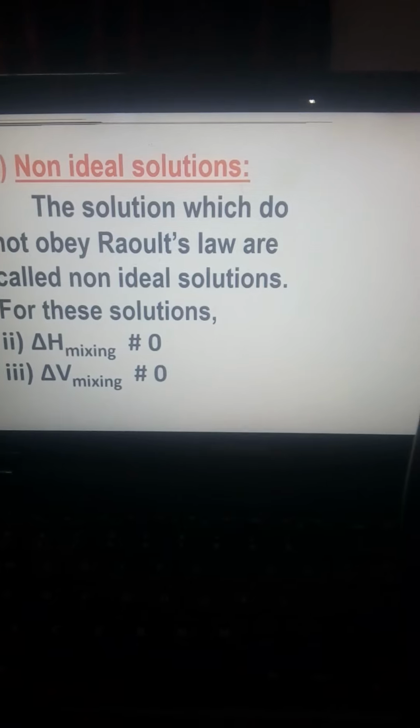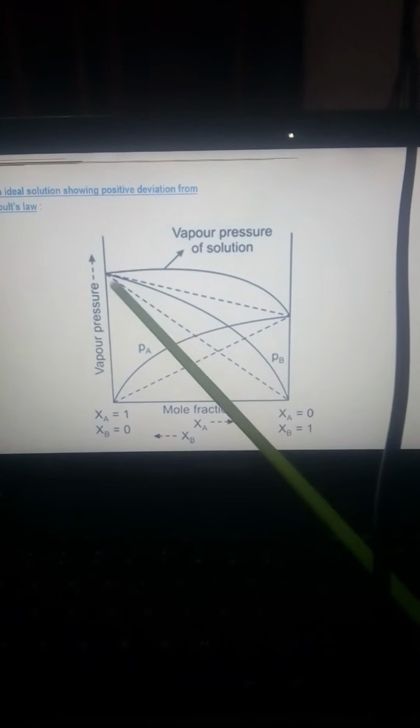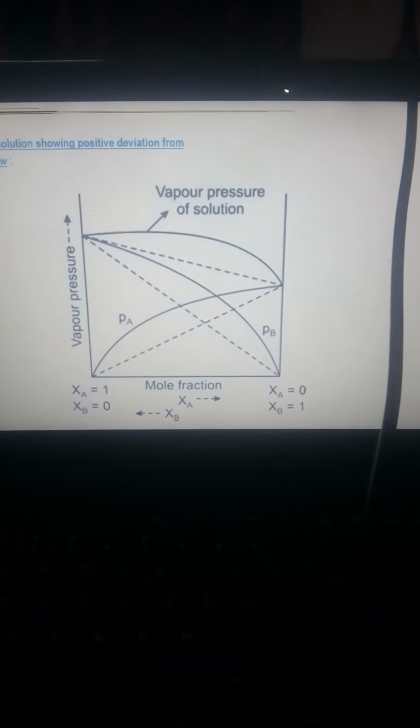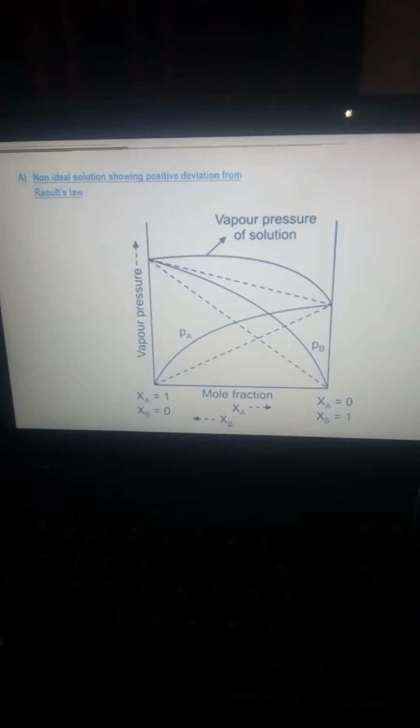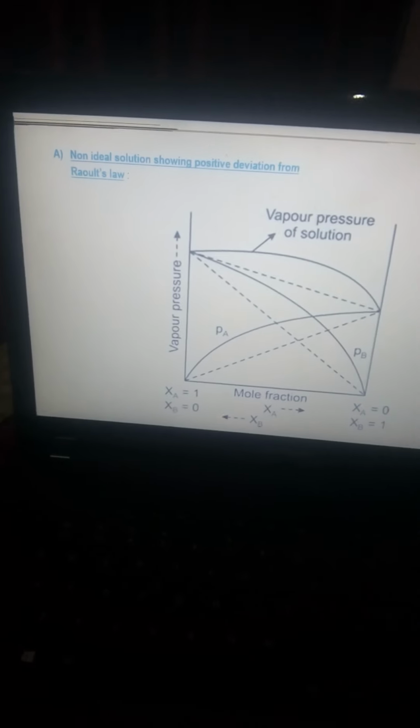Similarly, in case of positive deviation, the vapor pressure of the solution is higher than the vapor pressure of the solution shown by Raoult's law. So this is about the vapor pressure and Raoult's law regarding the topic solutions.